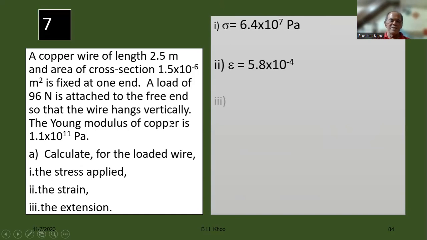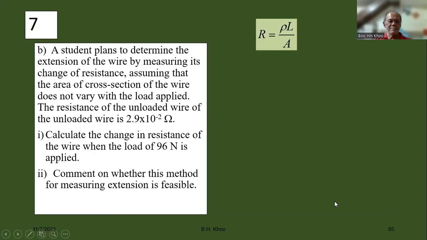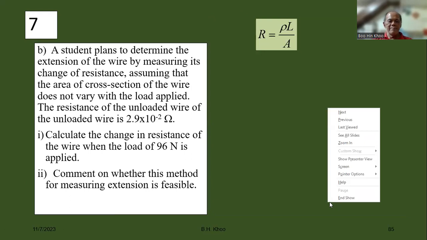That's what we have calculated. So our definition for strain is extension over original length. That is what we have calculated. Then the strain, x is the extension, original length is 2.5 meter. Cross multiply. Calculate out, 1.5 millimeter. Okay.